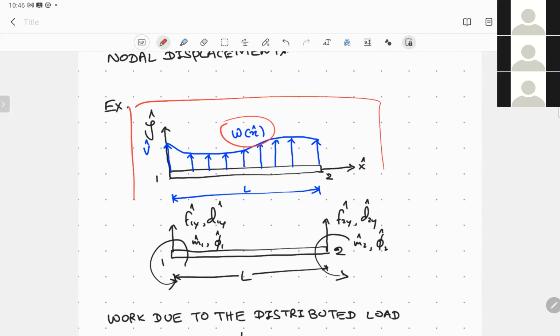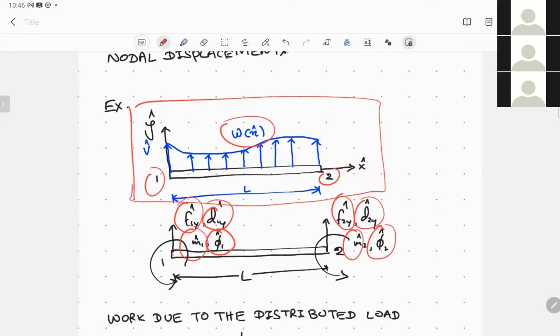As shown here, the bar has two nodes, 1 and 2. And now what we would like to do is represent this using nodal degrees of freedom. What are the nodal degrees of freedom which we have to take into account? At node number 1, there are rotation and transverse displacement and the corresponding forces and moments. Similarly, at node number 2, there are forces and moments and the corresponding transverse displacement and rotations.